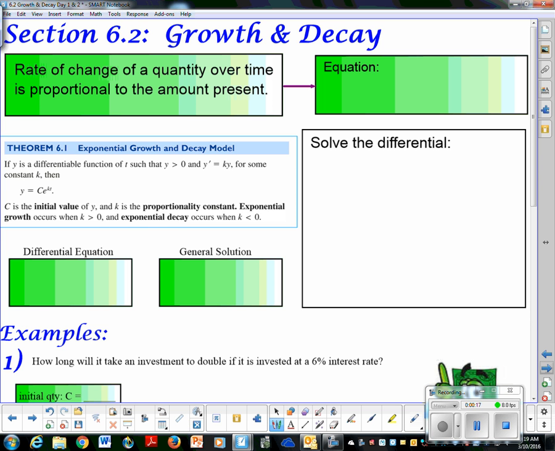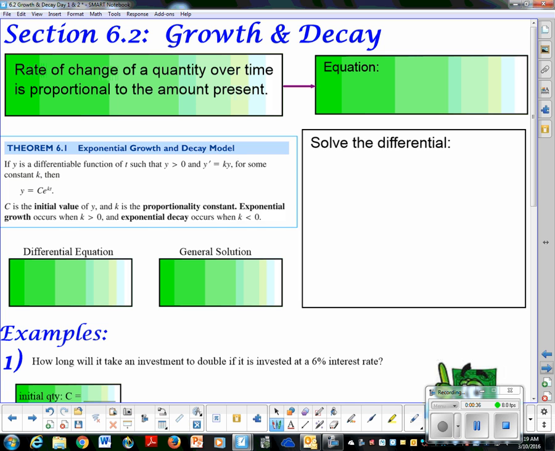So growth and decay, this should be somewhat familiar to you from previous classes, maybe chemistry or biology, and previous math courses. But the approach we'll take in calculus is to be able to write the differential equation and then solve it and take it into applications.